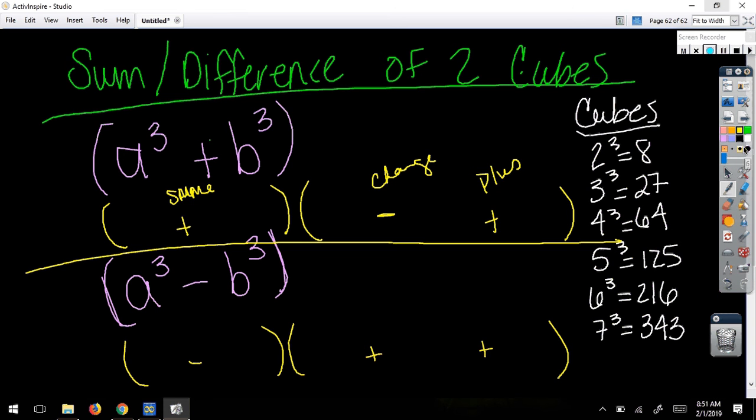Okay, now we need to fill in the blanks. We have a binomial, which is two pieces, times a trinomial, which is three pieces. For the first one, we do A and we do B. So if this number was 8, then the B would be what? 2. Because 2 to the third is 8. Okay, now we're going to use these two numbers to fill in the rest. Y'all ready?